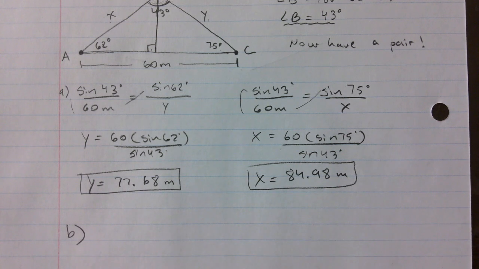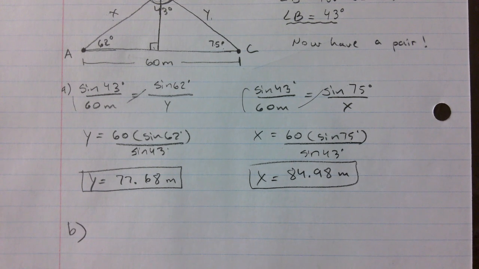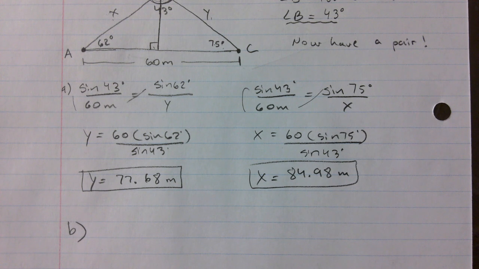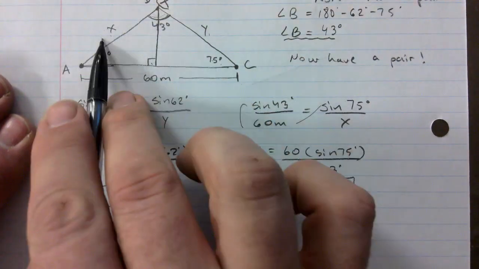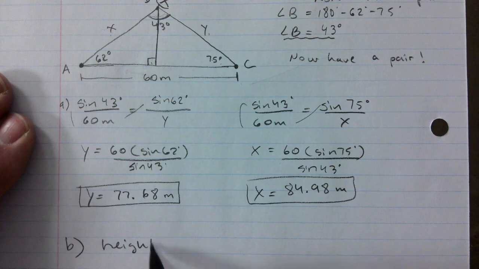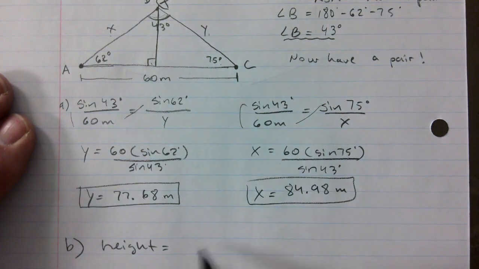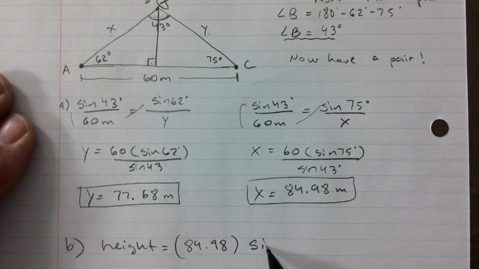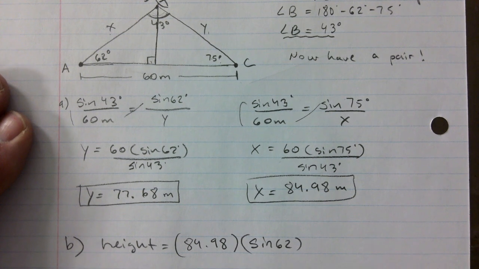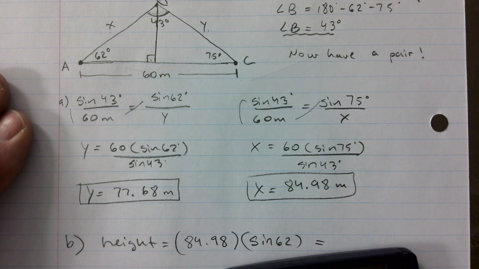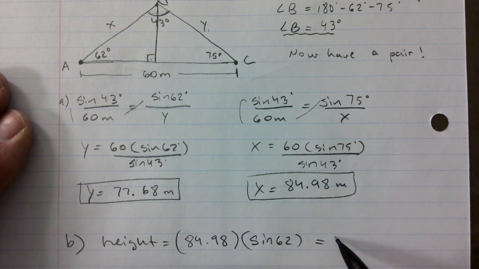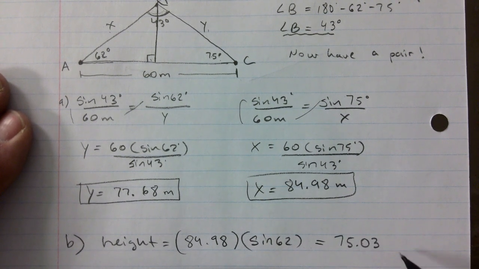Part B, how would you find the height of the pole? I just gave you the shortcut. Either side will work. So the height is going to be, with side x, 84.98 times sine of 62, which is 75.03 meters.